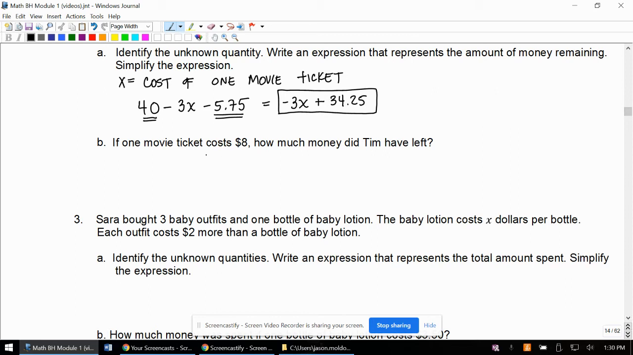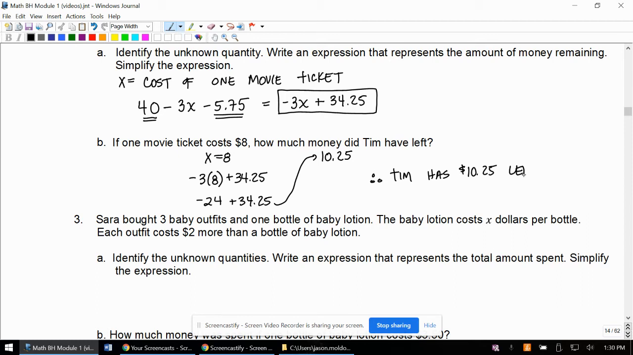And then we're going to take this and let x equal 8. And we have negative 3, plug in x, either a times dot or parentheses, plus 34.25. I ran out of room, so I'm going to go up here. Do you see my error? I just caught it. It should be 2.5. Cool. Therefore, Tim has $10.25 left over.